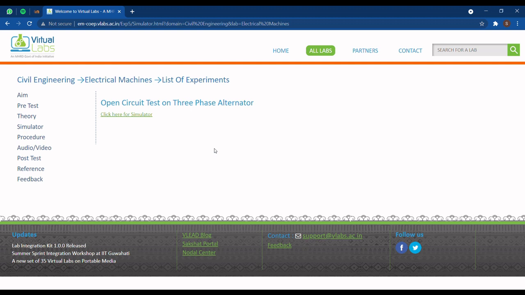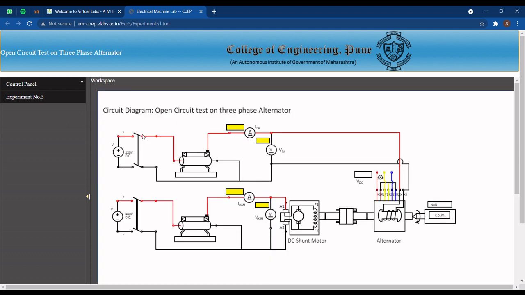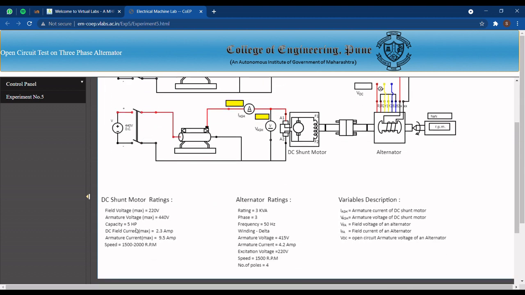Now I will be demonstrating how to perform the open circuit test on a three-phase alternator in this virtual laboratory. This is the circuit diagram of this experiment: open circuit test on three-phase alternator. The ratings of the prime mover as well as the alternator are given here.